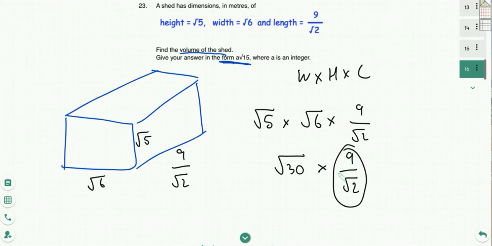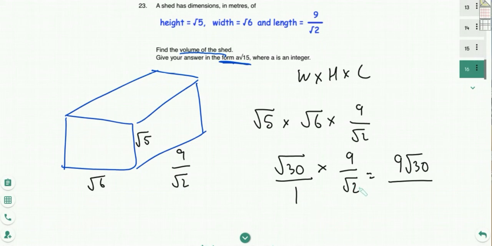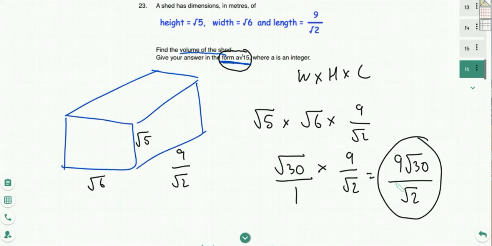If this is a fraction, let's turn root 30 into a fraction. So to turn any whole number, or to turn any number into a fraction, we'll make it over 1. And then root 30 times 9 is 9 root 30, and 1 times root 2 is root 2. And that's our volume. But now they ask us to give our answer in the form of a root 15. So we have to turn this expression into a root 15.